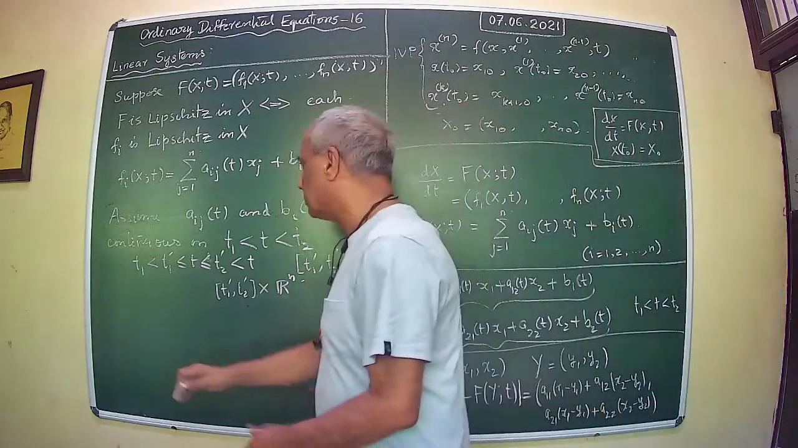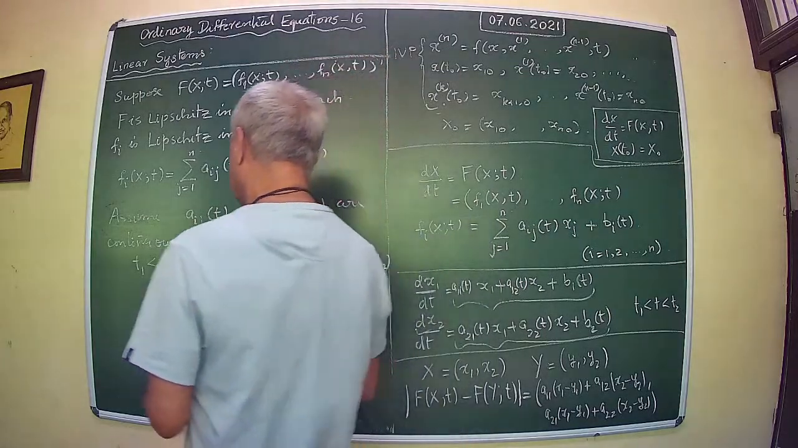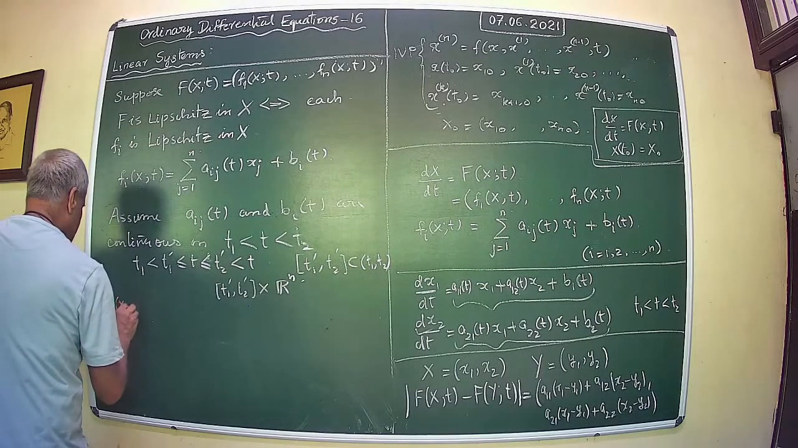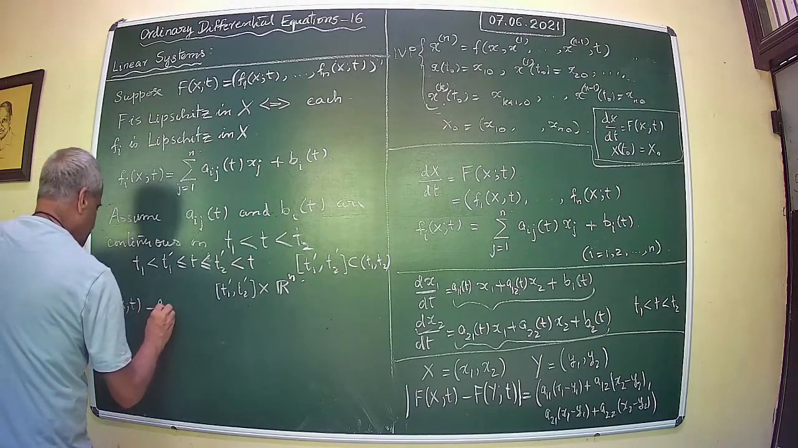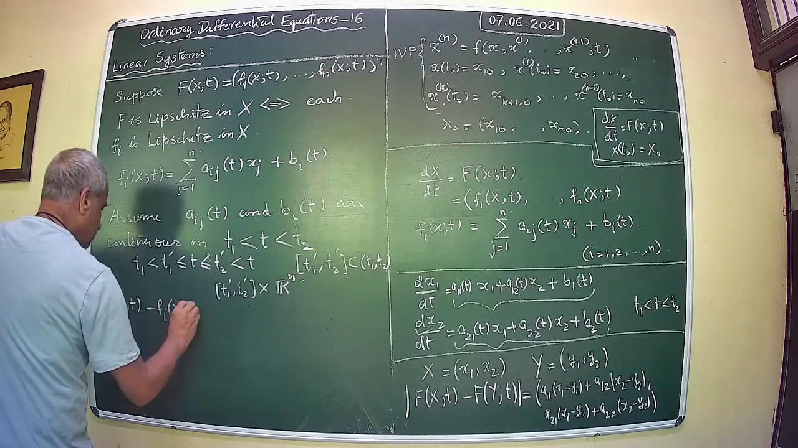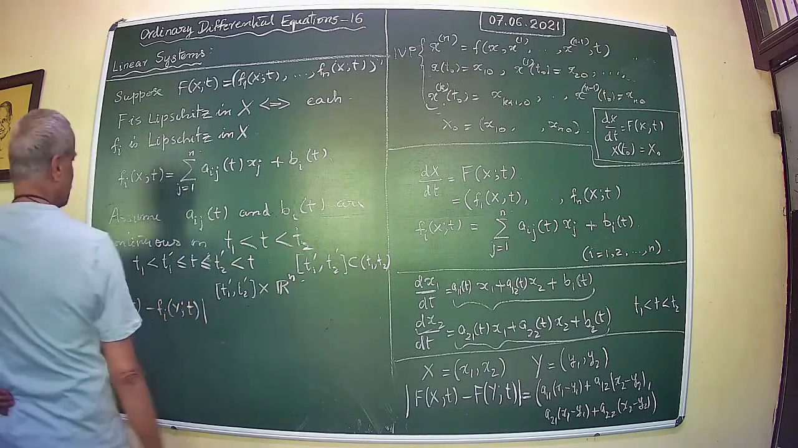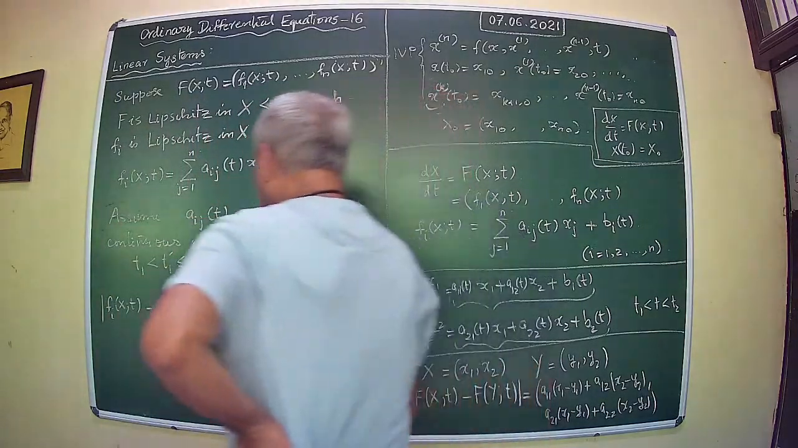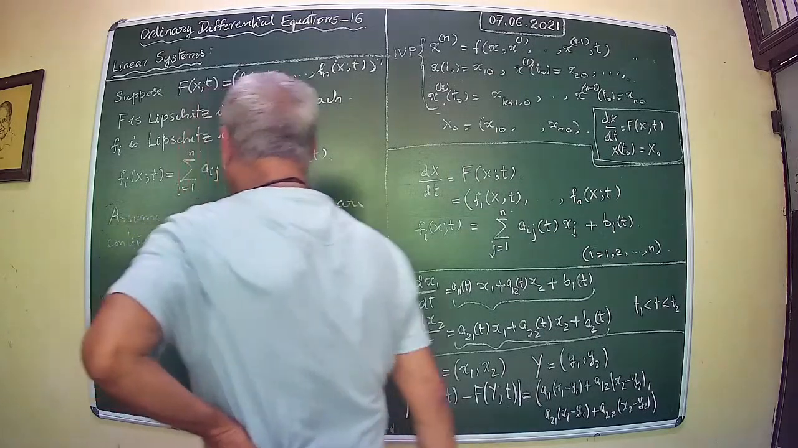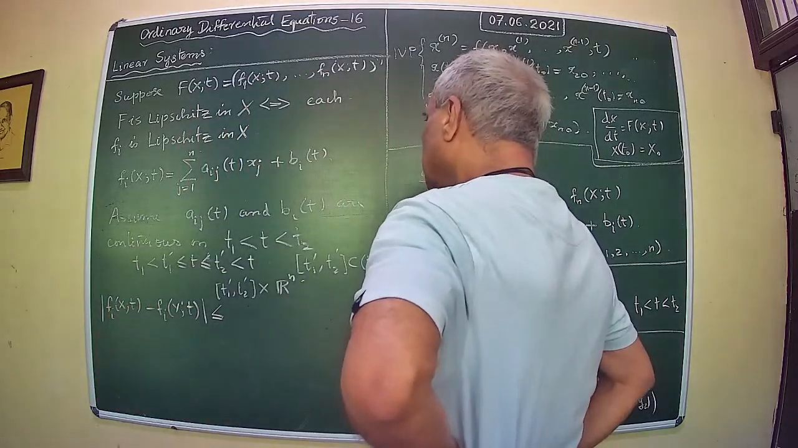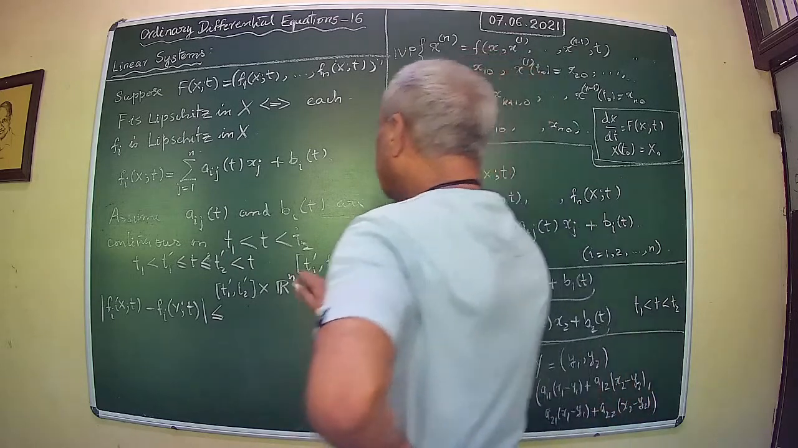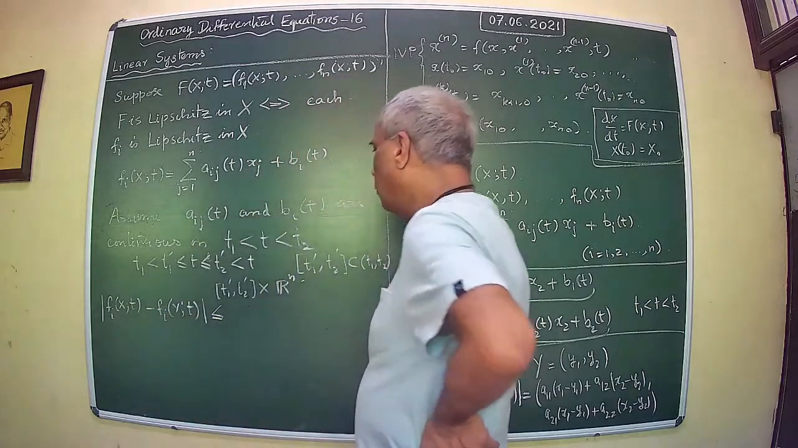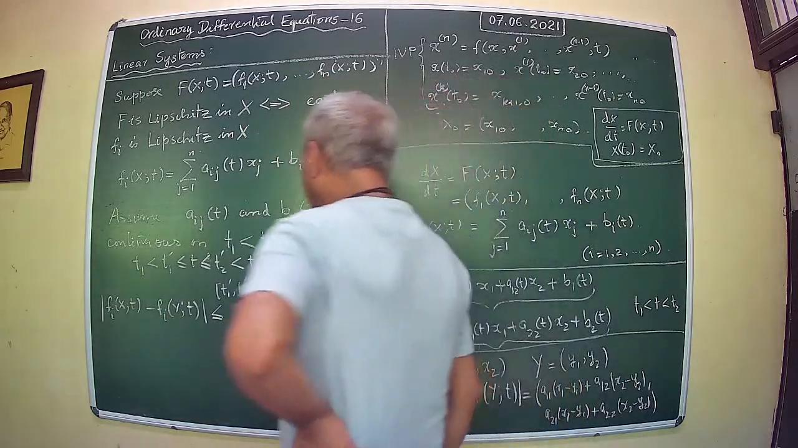Okay, so let me do that. How does that come? What you have to do is look at this F_i, which you want to estimate with a real number. This you know is less than or equal to, see, you take a_ij(t) and b_i(t) bounded on this interval t1 prime to t2 prime.